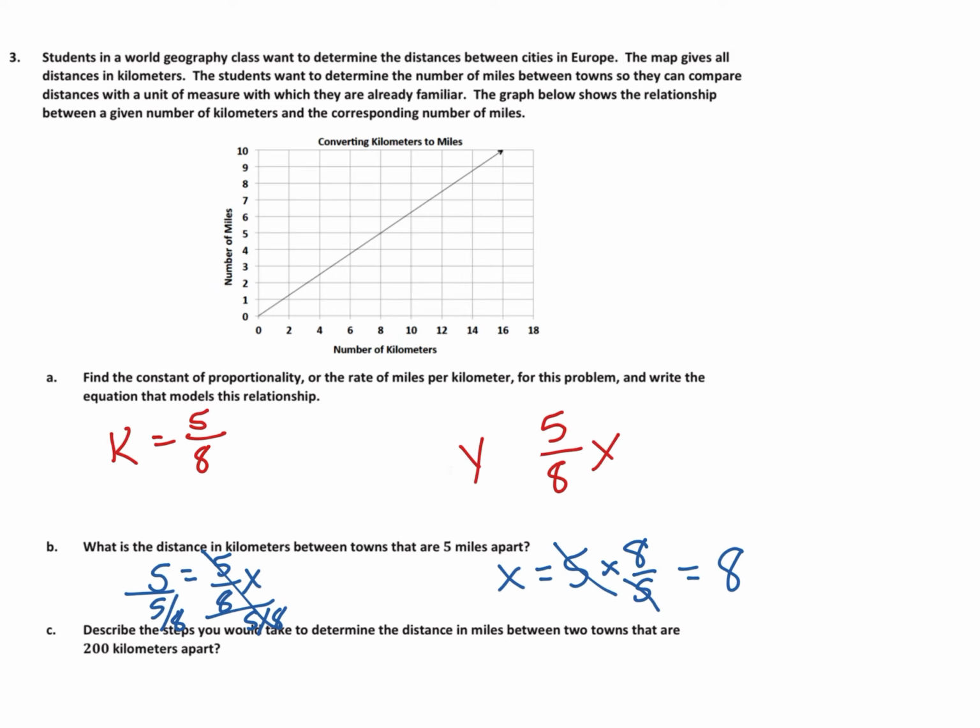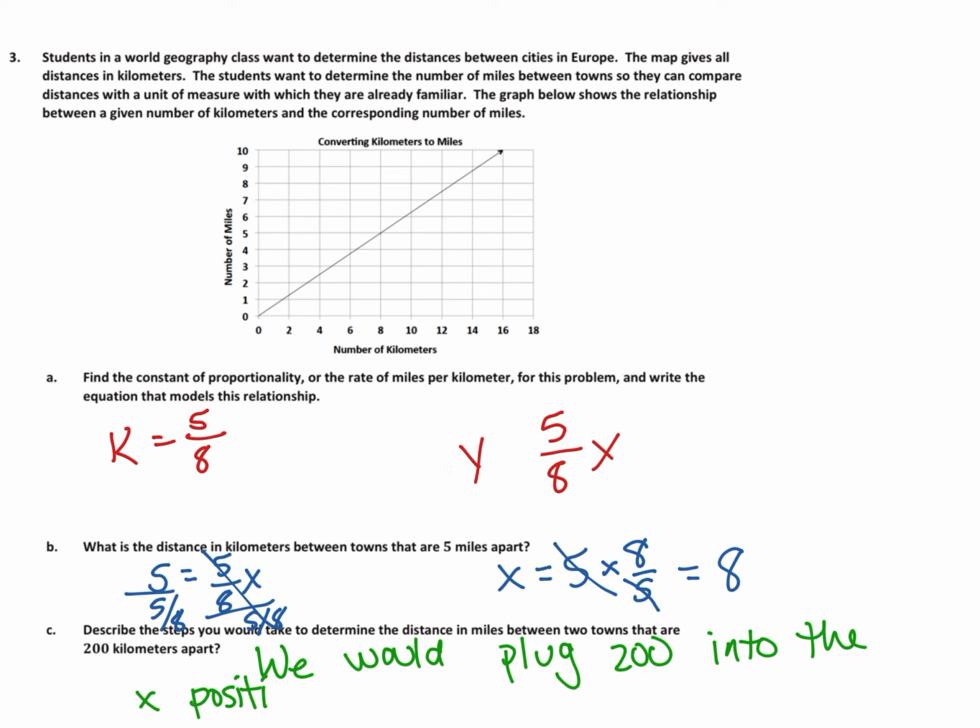C. Describe the steps you would take to determine the distance in miles between two towns that are 200 kilometers apart. We would plug 200 into the x position, because kilometers is x, then solve for y.